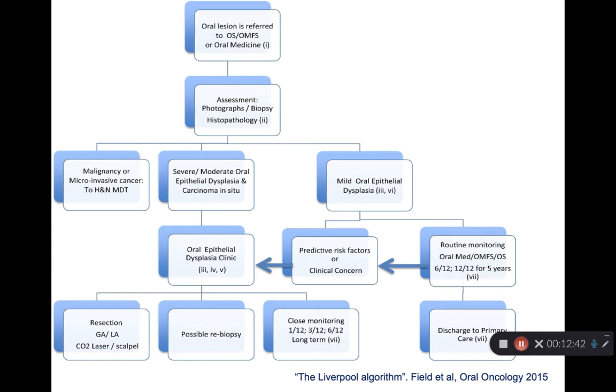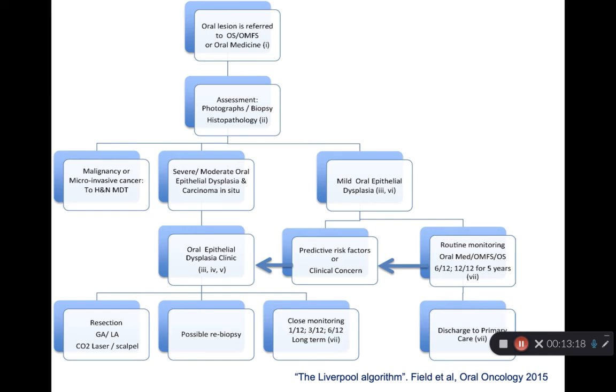If there are concerns with that on an ongoing basis, or for example, the patient has had a primary diagnosis of moderate or severe dysplasia, they then put these patients into a dysplasia clinic. Now this varies. Some of these may well be a separate specialist clinic, or it may be a component part of either an oral medicine or an OMFS clinic. And these patients have got an enhanced follow-up regime. Some of them have close monitoring, particularly with some of the moderate dysplasias.